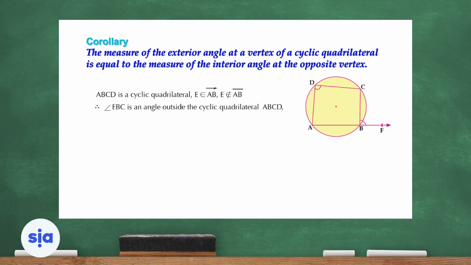ABCD is a cyclic quadrilateral where E belongs to ray AB and does not belong to segment AB. E is outside the circle. Therefore, angle EBC is an angle outside the cyclic quadrilateral ABCD. Then, as we said, the measure of angle EBC is equal to the measure of angle D.